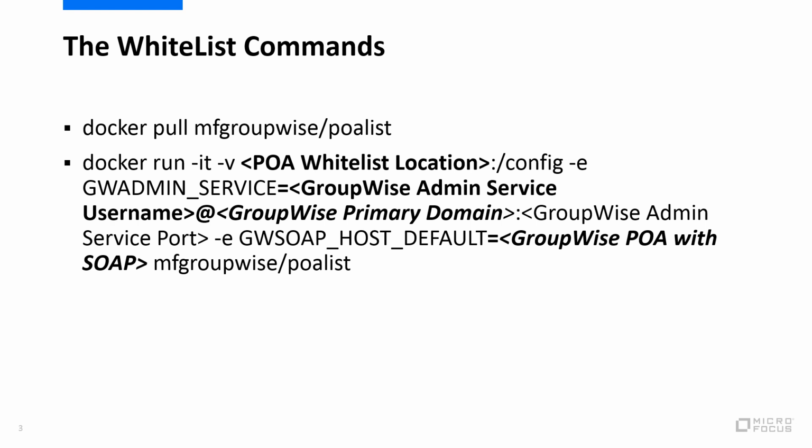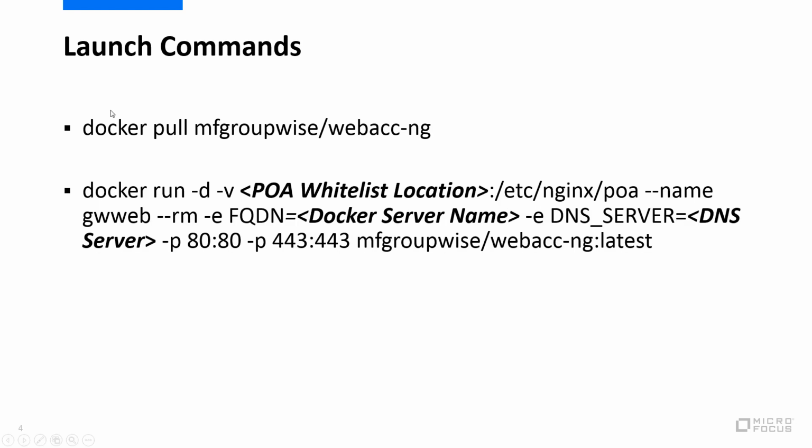The basics of this command are to specify where we want to put the whitelist file it creates. We then specify the credentials of the GroupWise superuser, and we tell it where that post office agent is along with the SOAP port. The last part of the command is actually calling the POA list image that we just pulled from Docker.